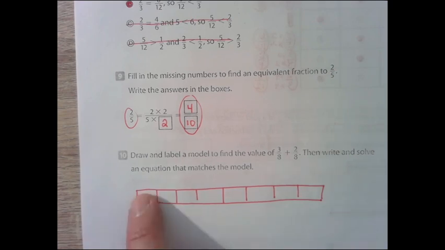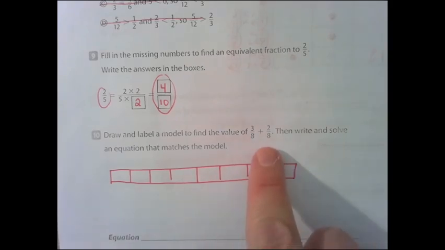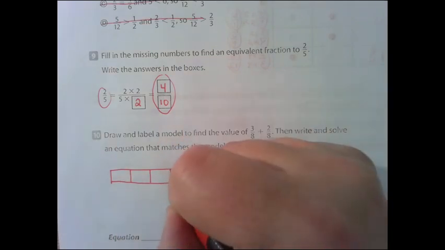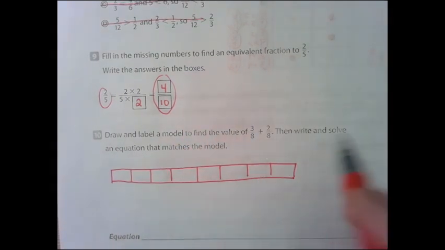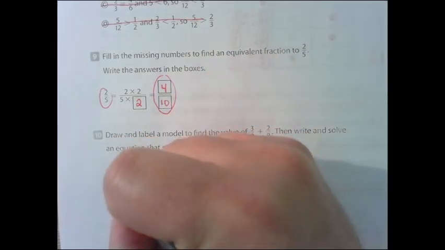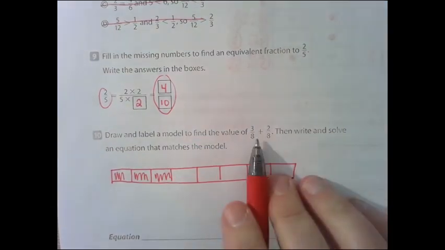Okay, number 10. Draw and label a model to find the value of 3/8 plus 2/8. So I went ahead and did an area model with eighths. And you can see here, 1, 2, 3, 4, 5, 6, 7, 8. So this is a bar split into eighths. So I'm going to color in 3/8 with one color. I'll use my red pen. 1, 2, 3. That's 3/8.